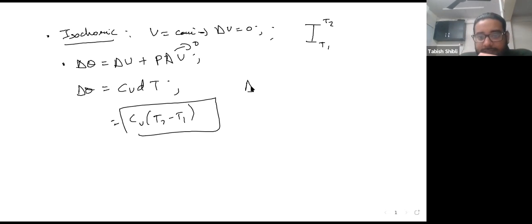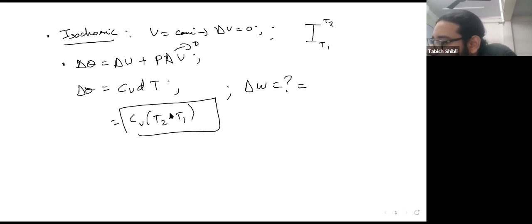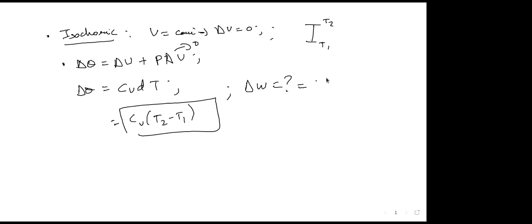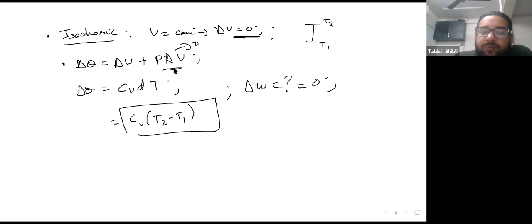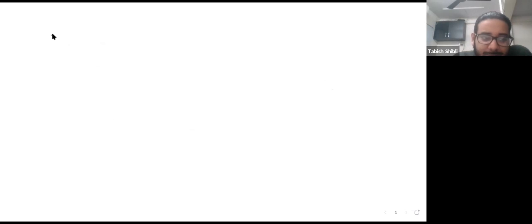And what is the work done in such a process? Tell me quickly, what is the work done? Zero. Zero. Very nice. Lovely. Because your volume is not changing, so PdV is equal to zero. That was isochoric.